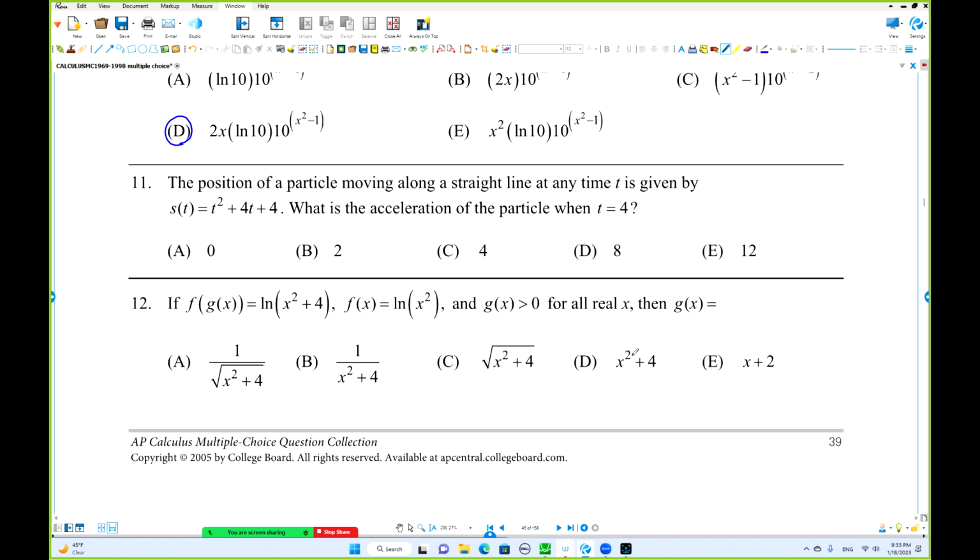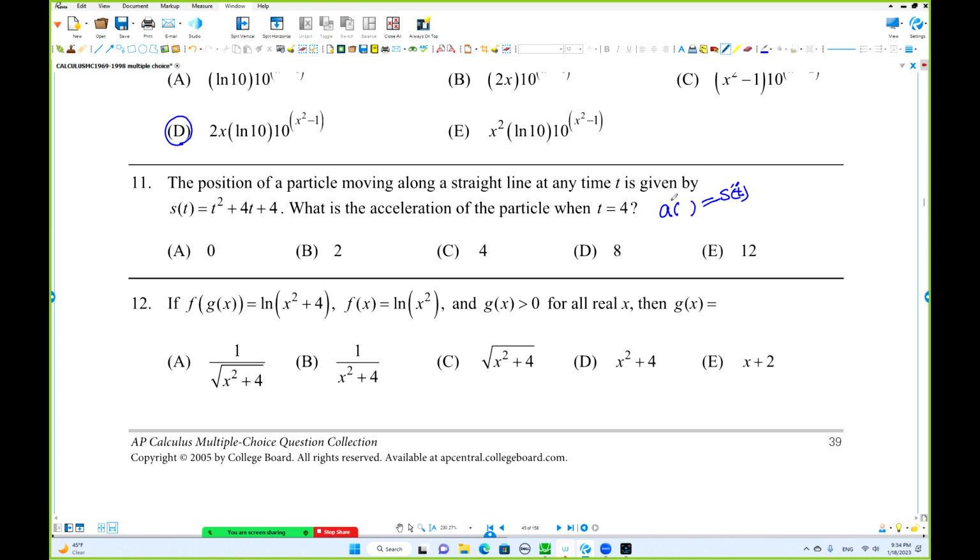Number 11. The position of a particle moving along a straight line at any time t is given by the equation s of t equals t squared plus 4t plus 4. What is the acceleration of the particle when t is 4? The first derivative of s is velocity, and one more derivative is acceleration, so a equals s double prime of t.